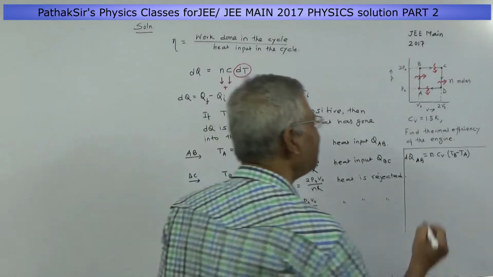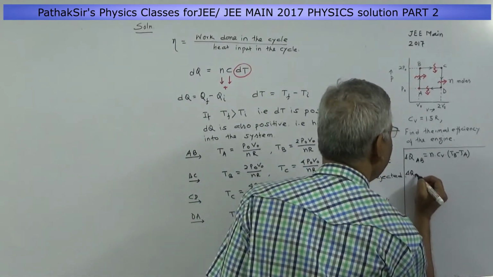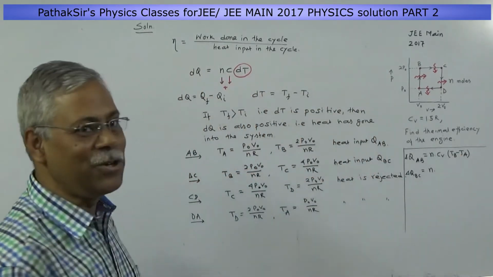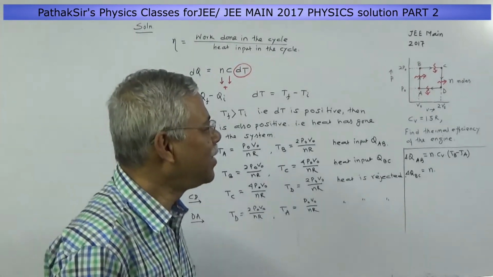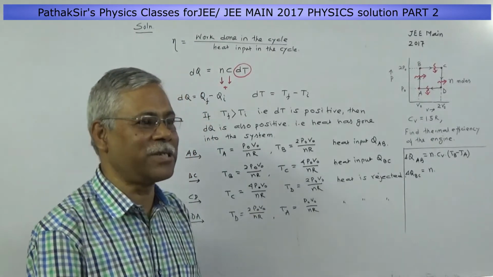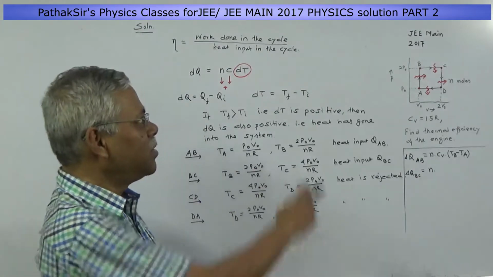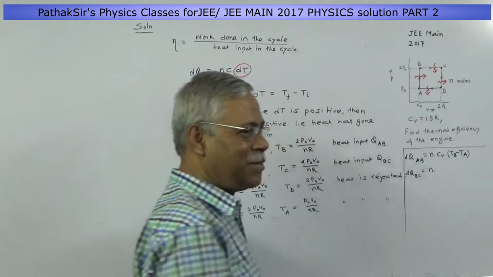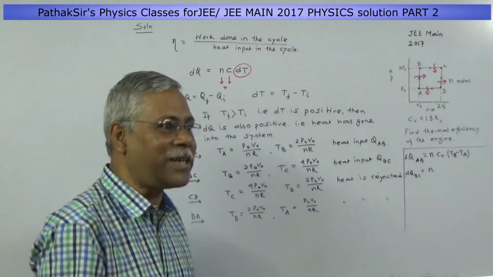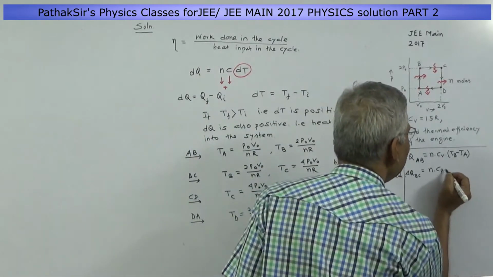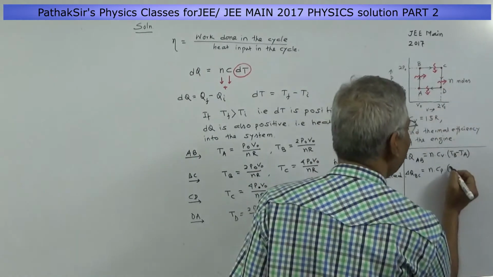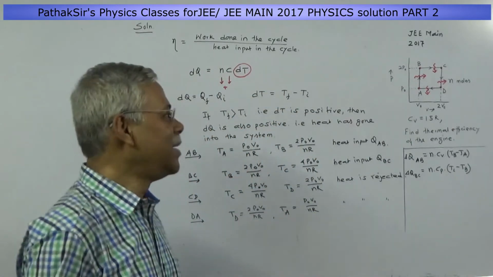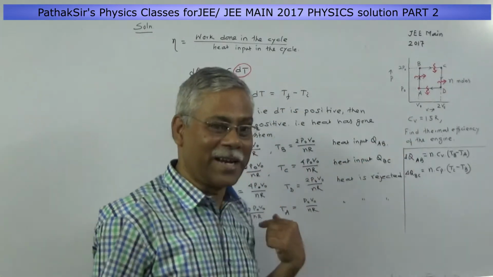Del Q BC, again n C dT, but do you know the specific heat for the process BC? Why not? Calculate C. But again, this is CP, because during the process pressure remains constant. So n into Cp into dT, dT equal to Tc minus Tb. Okay. Since Cv is given, you can calculate Cp.